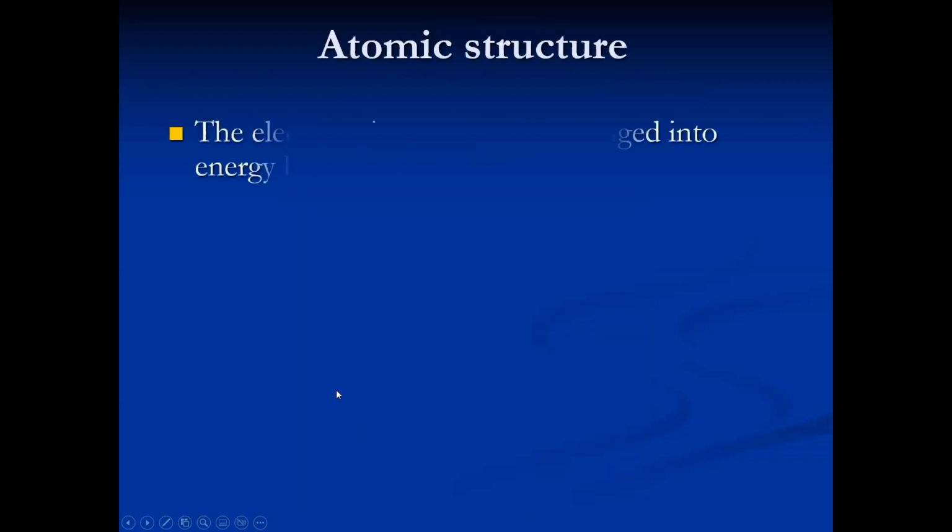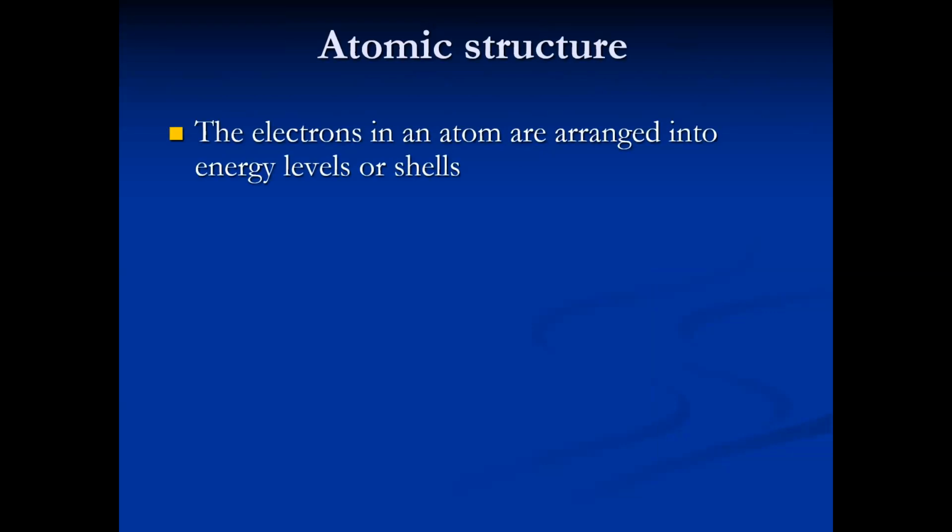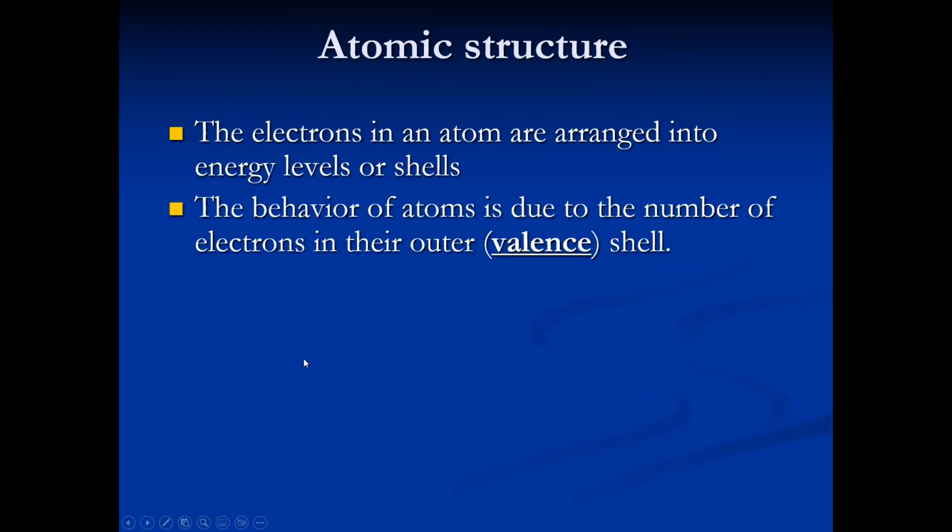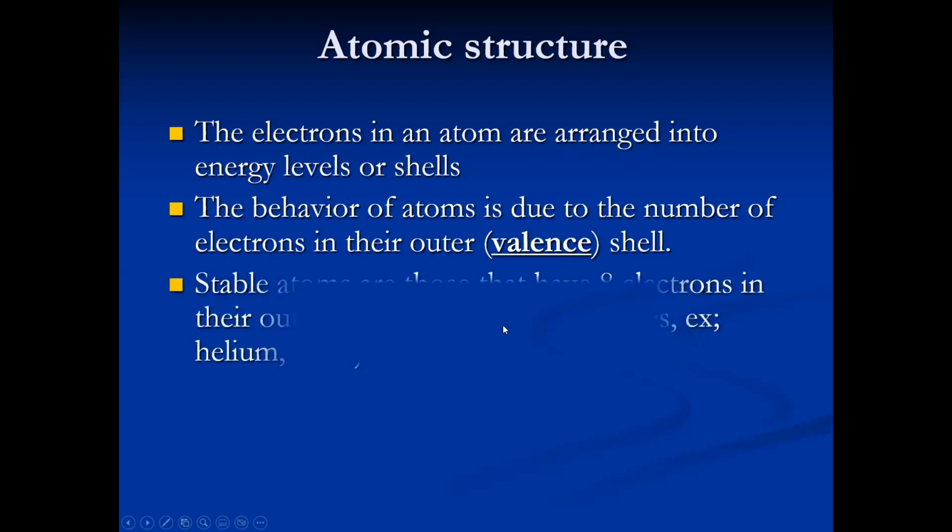Okay, let's talk a little bit more about atomic structure. The electrons in an atom are arranged into energy levels or shells. The behavior of atoms is due to the number of electrons in their outermost or valence shell. Please notice it has to say valence. The word valiant means brave, and it's not the same word, even though it sounds similar. So please be careful when you're studying for this, not to pick answers on my test that sound similar, but are either exact or equivalent. So valence means outermost shell.